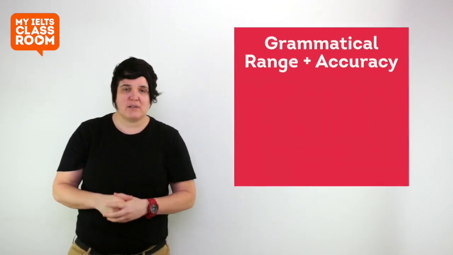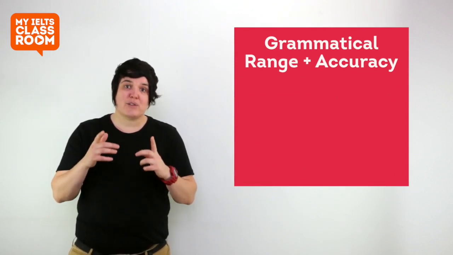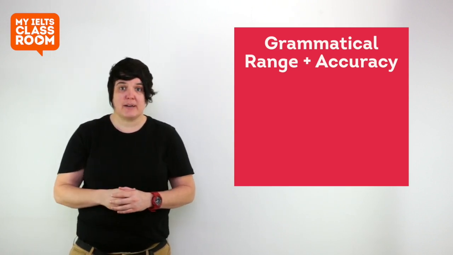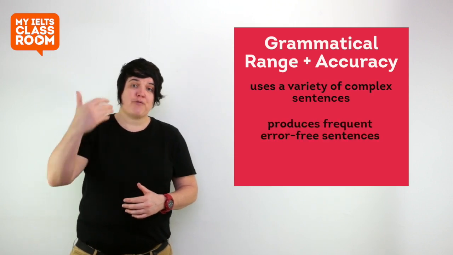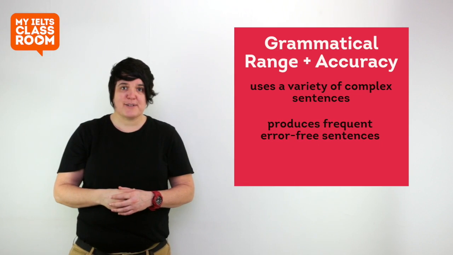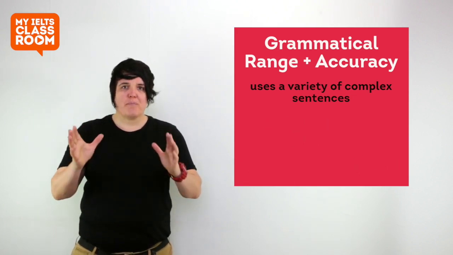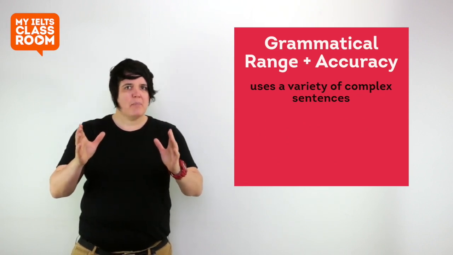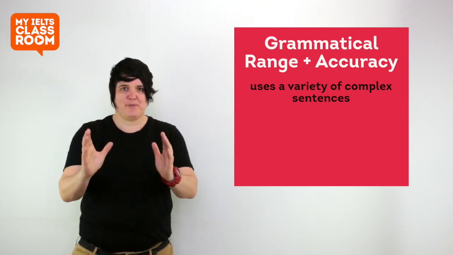And finally, grammatical range and accuracy. I think with task response, this is the most important area of the exam. What were the 3 assessment criteria here? Uses a variety of complex sentences, produces frequent error-free sentences, and has good control of punctuation. Complex sentences. Yes, they are important in task 1, but oh my life, they are the key to task 2.